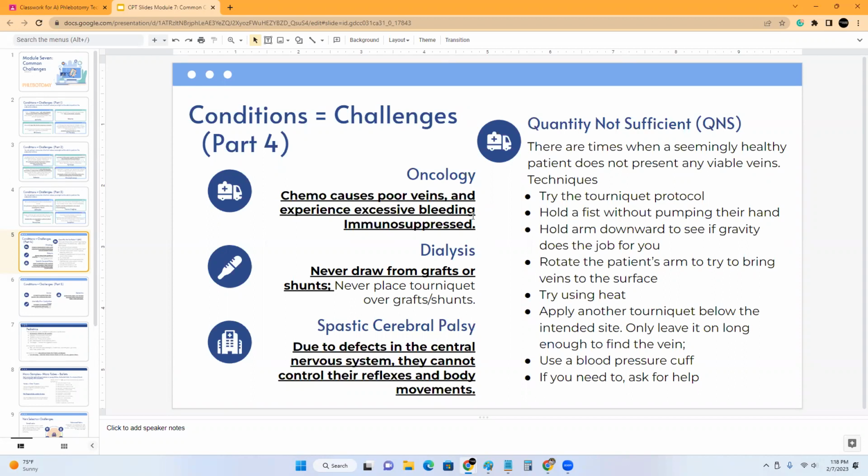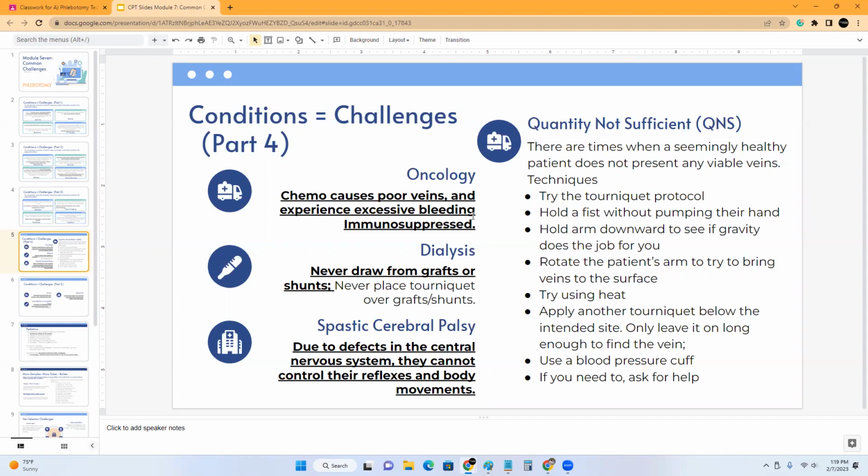Dialysis patients. As a phlebotomist, you may actually end up working in a dialysis center. Never draw from grafts or shunts, and never place the tourniquet over the grafts or shunts. Spastic cerebral palsy: due to defects in the central nervous system, they can't control their reflexes or body movements, but their mind is okay. So they may move or jerk or twitch, but they are able to consent like a normal person.